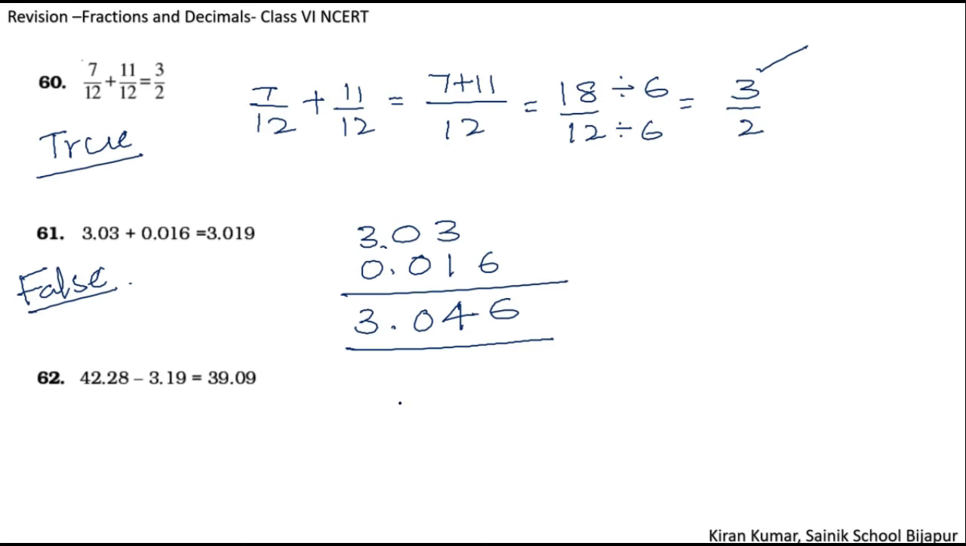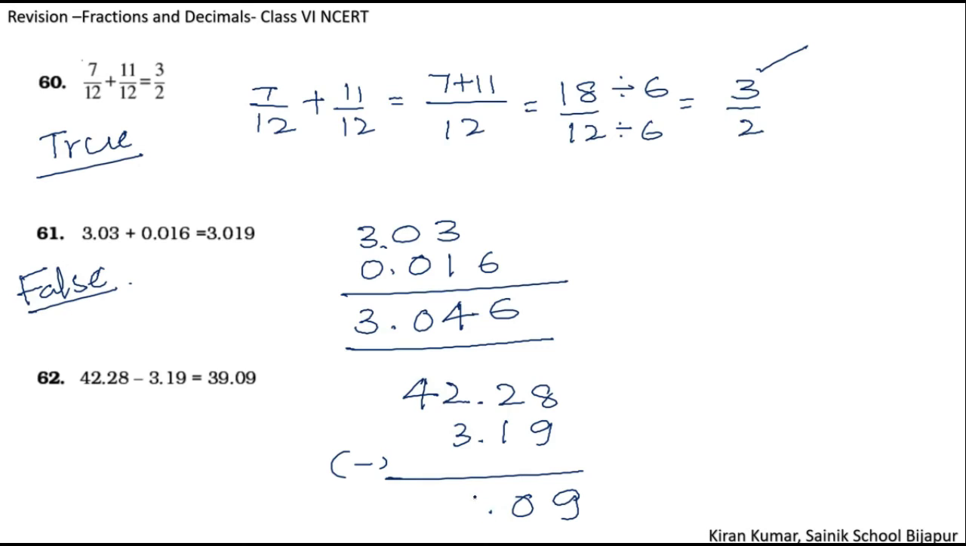Next question is subtraction. 42.28, 3.19. I need to subtract. 18 minus 9 will be 9. Here 1 minus 1 will become 0. 12 minus 3 will be 9 and remaining will be 3. So 39.09. So this statement is a true statement.